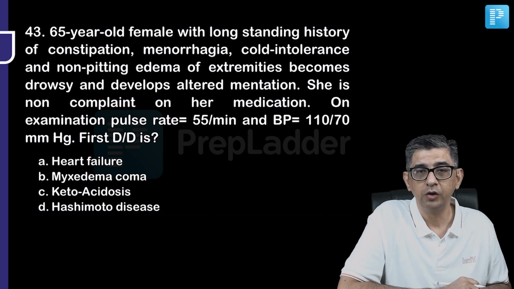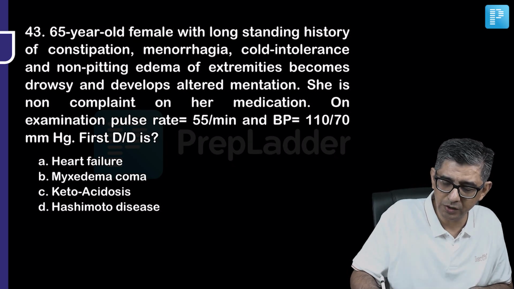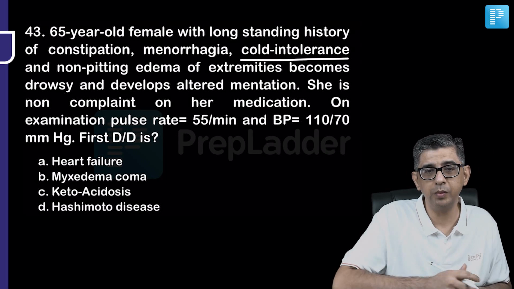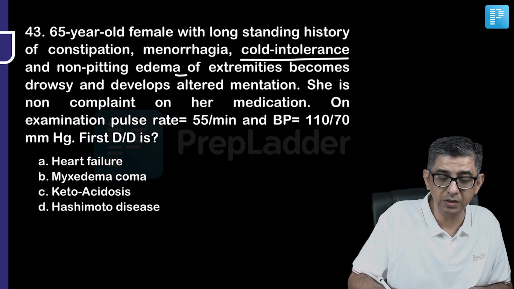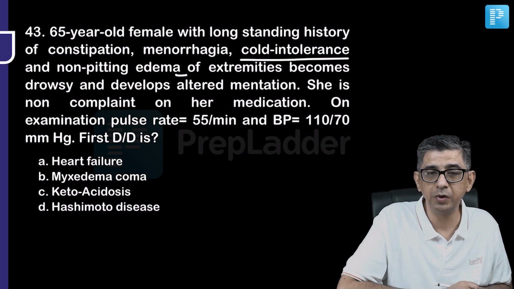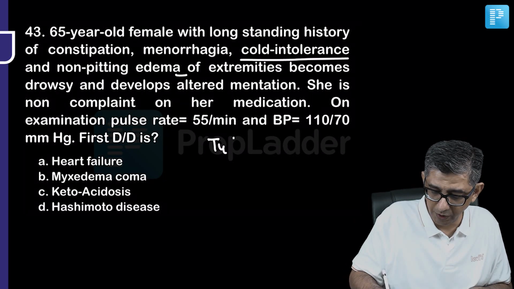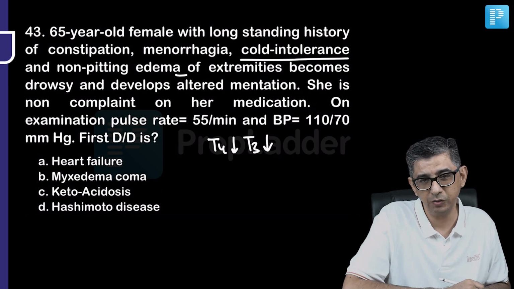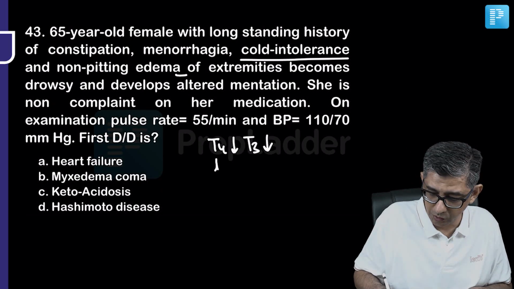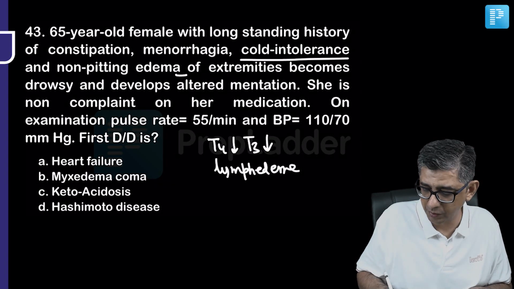The next one talked about this 65-year-old lady with a long-standing history of constipation, menorrhagia, cold intolerance. Cold intolerance tells you a thyroid problem is there. There is a non-pitting edema of the extremities, which means there is a lymphedema, and now she's become drowsy with altered mentation. So first of all, I know I'm dealing with a case of hypothyroidism. Just put down arrows to say T4, T3 are less if there is hypothyroidism. There is also lymphedema described in the patient, and now there are CNS problems in the patient.